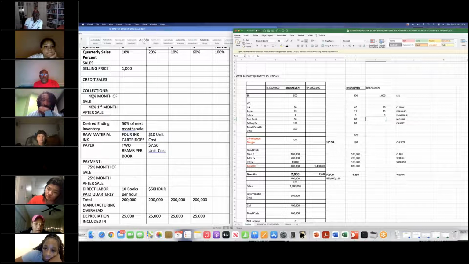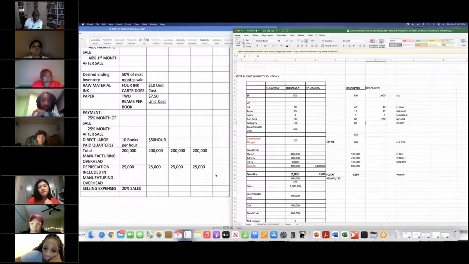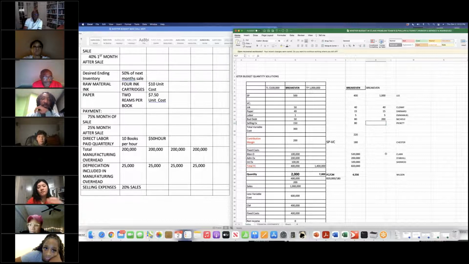If you look at these collections, and you don't have a bad debt, if I'm only collecting 80%, the bad debt has to be what? 20%. Has to be 20%. Okay, good. So it's 200. Selling expense, 200.